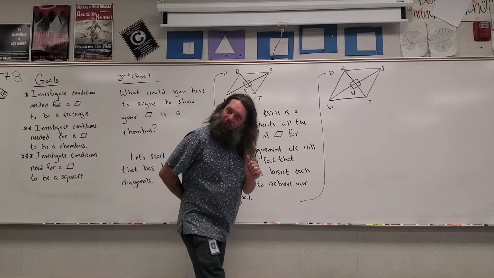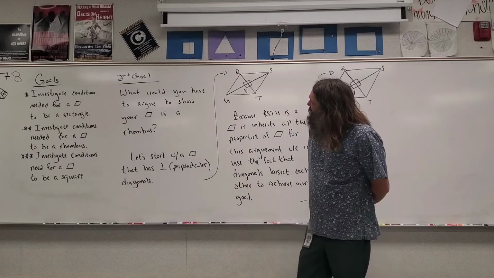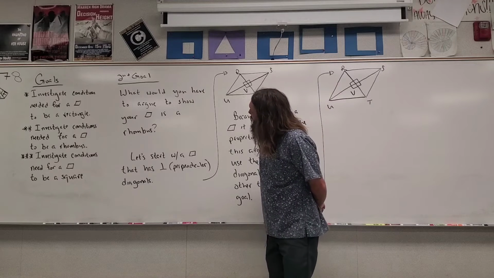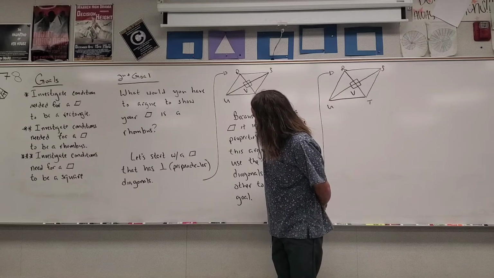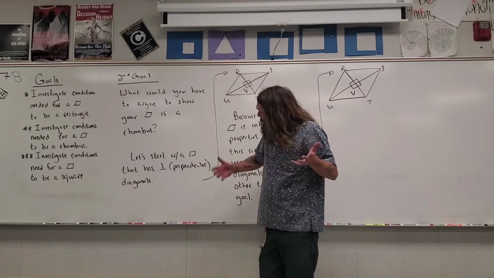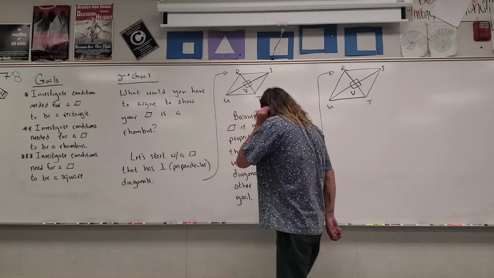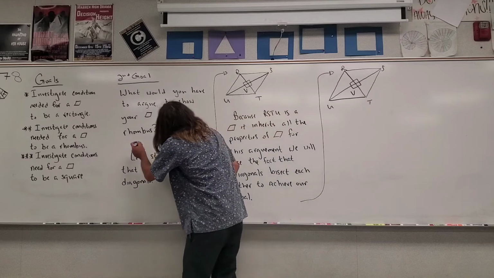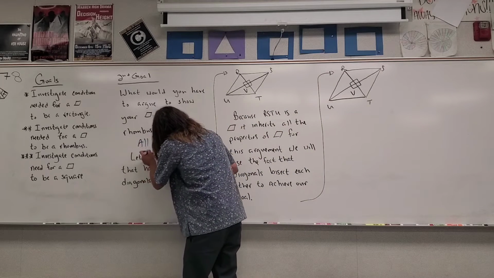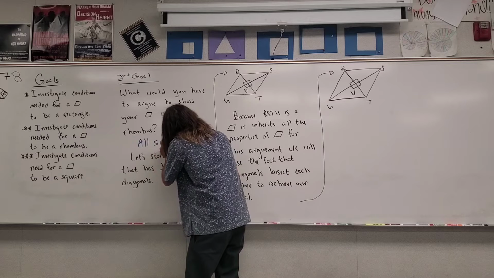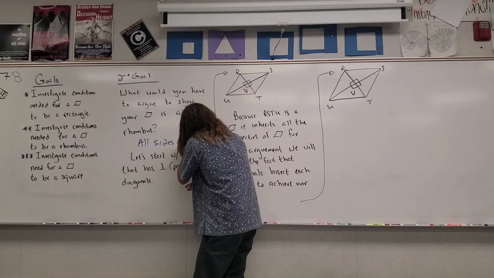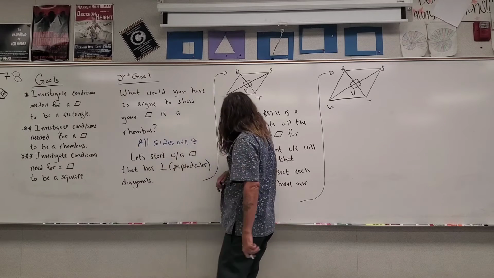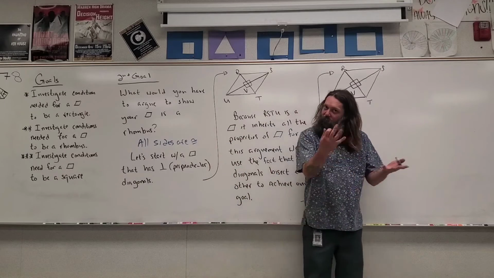I'm back, so let's continue with our second goal, and we've left with the question, what would you have to argue to show that your parallelogram is a rhombus? Well, what you would have to argue is that it has all congruent sides. All sides are congruent. That's what it means to be a rhombus. Okay, so that's what we're going to try and achieve.